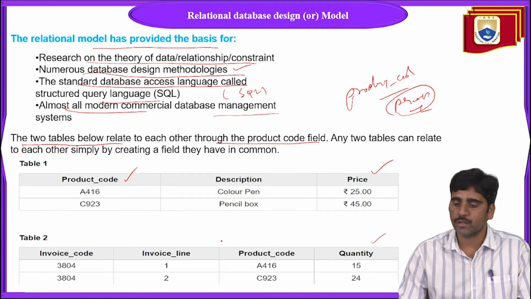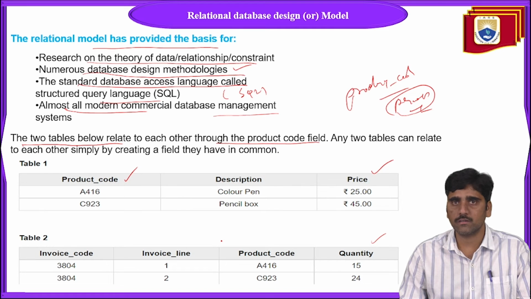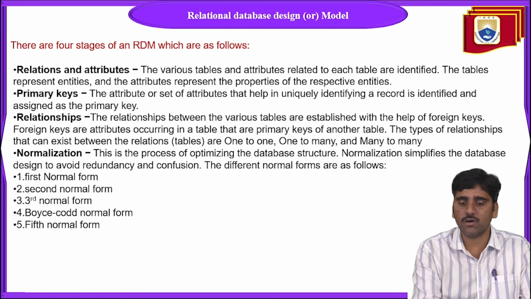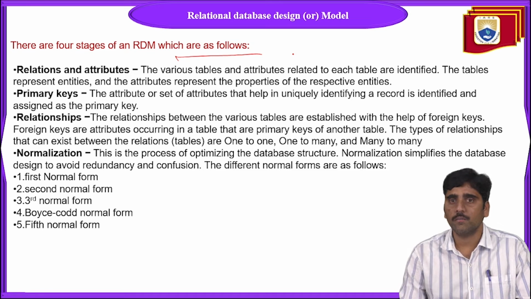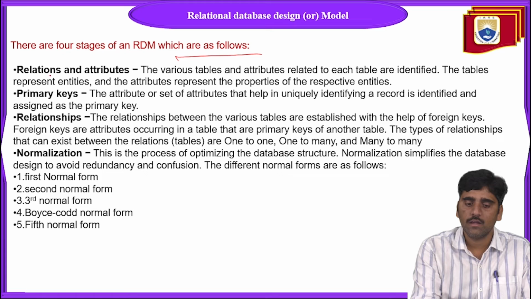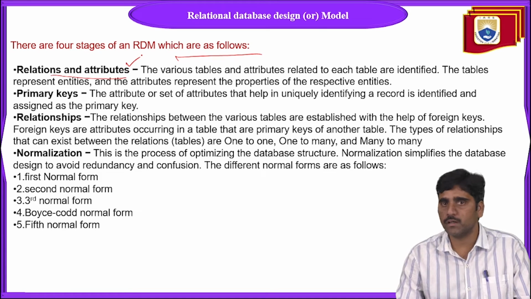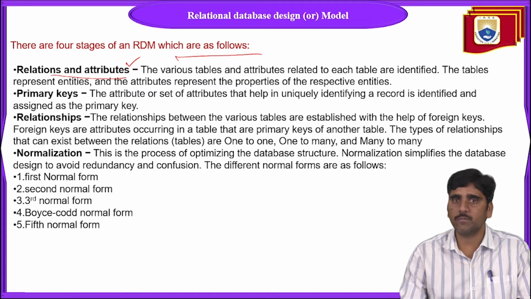These are the relational model basics, and the four stages of the relational data model are as follows. What are the different stages we pass through to design this relational model? The first one is relations and attributes. Attributes are nothing but they show the behavior of any object.